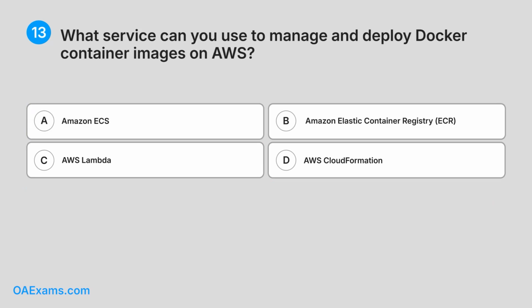13. What service can you use to manage and deploy Docker container images on AWS? A. Amazon ECS. B. Amazon Elastic Container Registry, ECR. C. AWS Lambda. D. AWS CloudFormation. Do you know the answer?